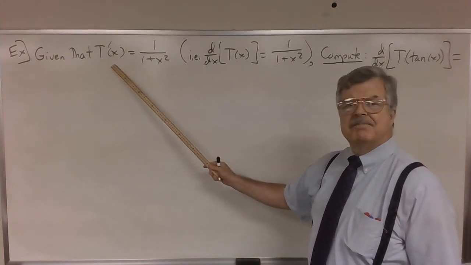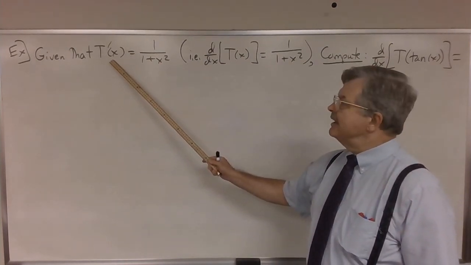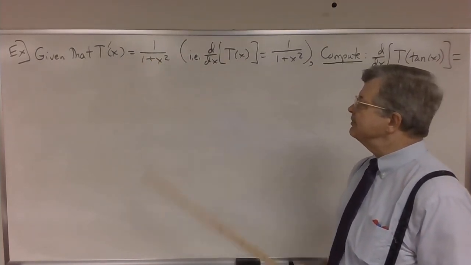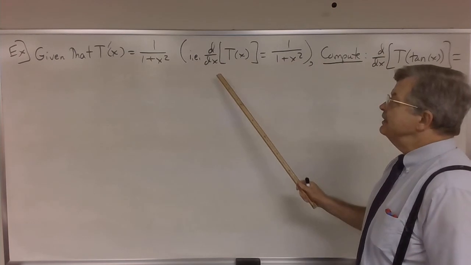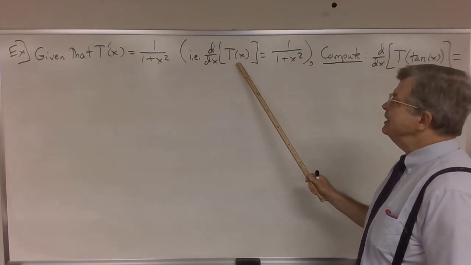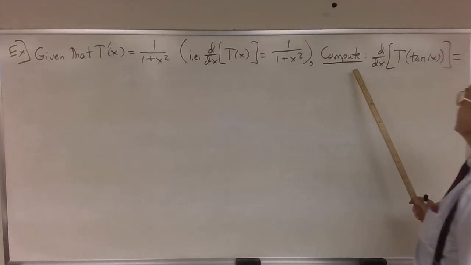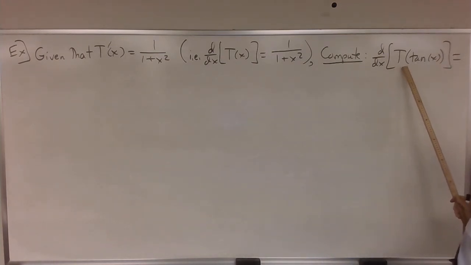This is a nice one. Given that capital T prime of x equals 1 over 1 plus x squared, or d/dx of T of x is equal to 1 over 1 plus x squared, compute the derivative of T evaluated at tangent x.